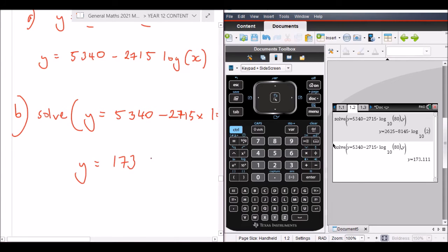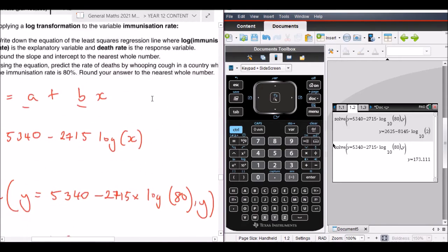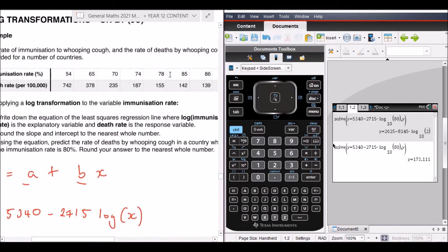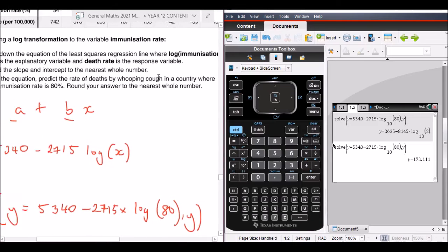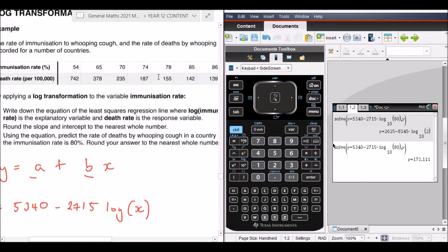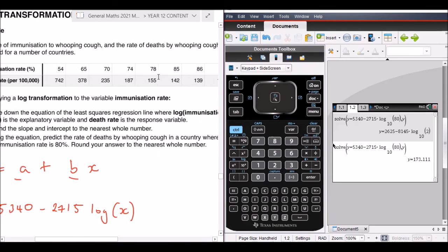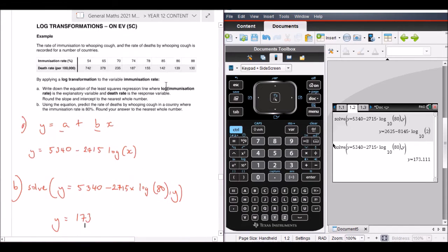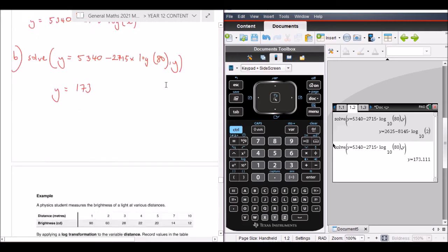Actually, we can leave it as a whole number, because it does say to leave the answer as a whole number. And if you look at this, 80 would fall between basically 78 and 85. And according to the rule, well, we made a transformation, right? So there's going to be some sort of difference between the numbers. So there it is. Let's continue on to the next one.